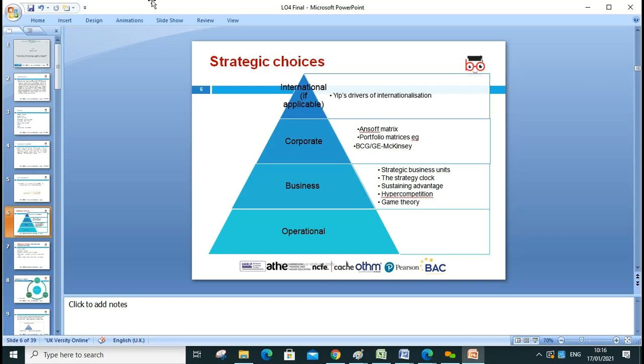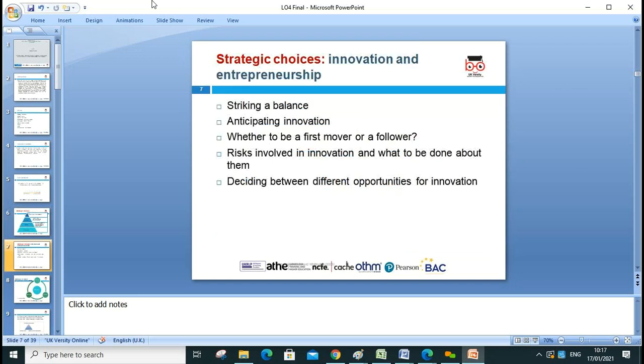And then corporate level, as a corporation: the BCG matrix, the GE matrix, where GE is General Electric, portfolio matrices, and drivers of internationalization. These are all we'll discuss in today's lesson.